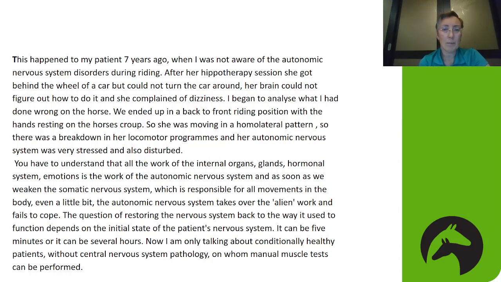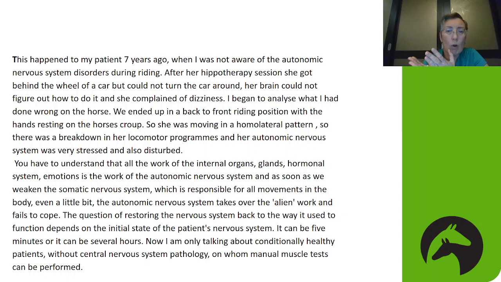After a hypnotherapy session, I put the woman in the same position on the horse, and after the session she got behind the wheel of her car. She wanted to come out and go back home, but she could not turn the car around. Her brain could not figure out how to do it, and she complained of dizziness, vertigo.